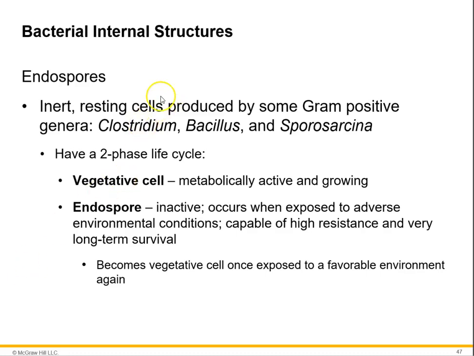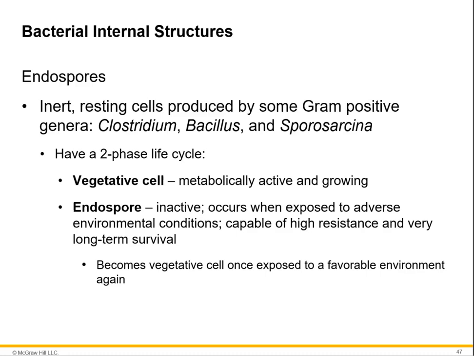Okay, so endospores. We've touched a little bit on endospores. Let's talk more about them. These are going to be inert, resting cells that are produced by some gram-positive genera. Primarily, we'll talk about Clostridium and Bacillus. Now, these species have a two-phase life cycle. They can be a vegetative cell, where they're metabolically active and growing. This is what we think of when we think of a bacterial cell. Or they can be in an endospore, which is an inactive version of the organism.